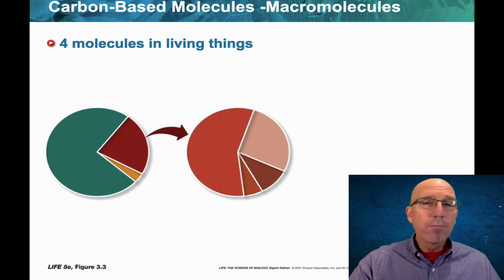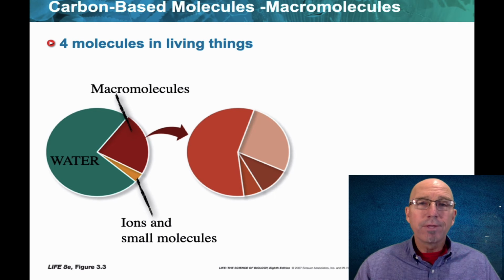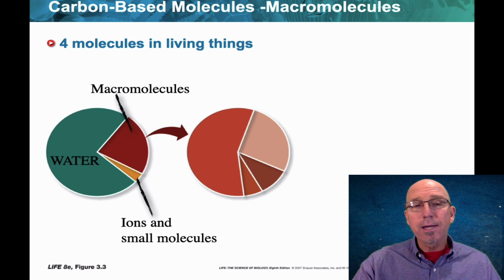So we've got 4 molecules that make up living things. On the left-hand side, we have the things that make up cells. Most of the stuff that makes up a cell and living things, and you and me, is water. So the green is mostly water. Then macromolecules make up a quarter of the mass, and then we've got ions and other smaller molecules that just have a sliver of that pie chart.